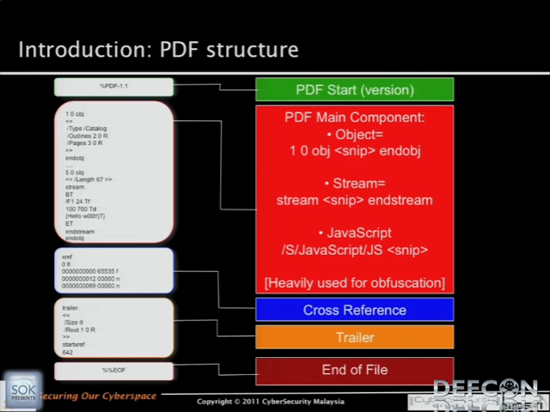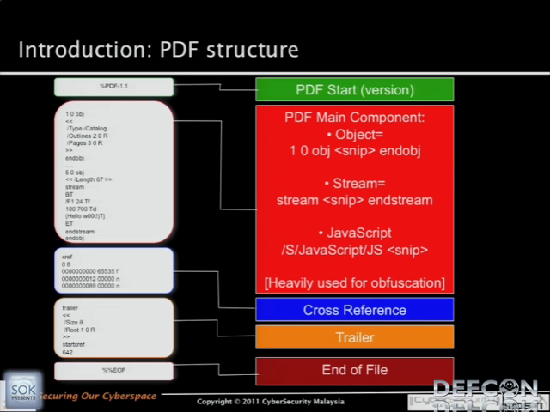The second part is the body. If you can see here, it's pretty much the main component of the PDF, which normally has objects, normally represented as obj, and it needs to end with endobj. Later on, I will show some obfuscation that you can implement when it comes to the object declaration. And it's also part of the major components inside here is the JavaScript.